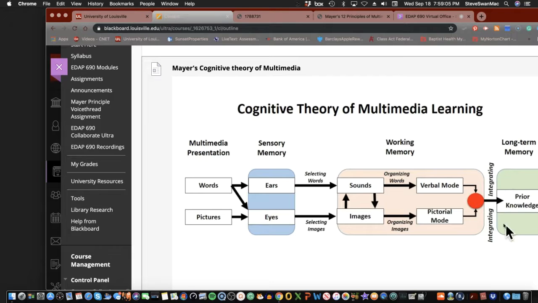But here's where his research really focused. People who do not have a multitude of prior knowledge, experiential knowledge, if we adhere to this cognitive theory of multimedia learning, if we pay homage to the 12 multimedia principles, they will learn. Isn't that great?